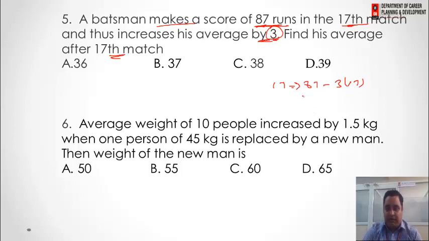Here we have 87 minus 3 into 17, that is 87 minus 51, which gives the value 36. That means the average before the 17th match is 36, and now the average increased by 3, that makes the current average 39. That is the answer for this question.